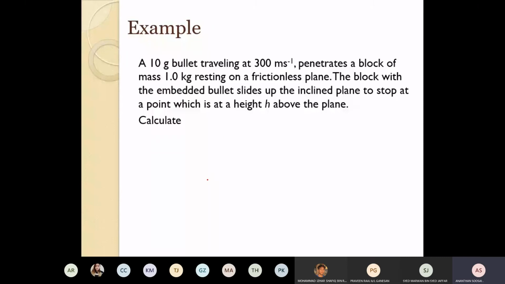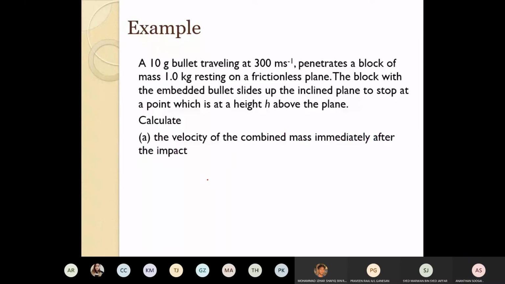Okay, one question, 2 minutes for you. A 10-gram bullet traveling at 300 meters per second penetrated a block of mass 1 kilogram resting on a frictionless plane. The block with the embedded bullet slides up the inclined plane to stop at a point which is at height h above the plane. Calculate the velocity of the combined mass immediately after the impact.